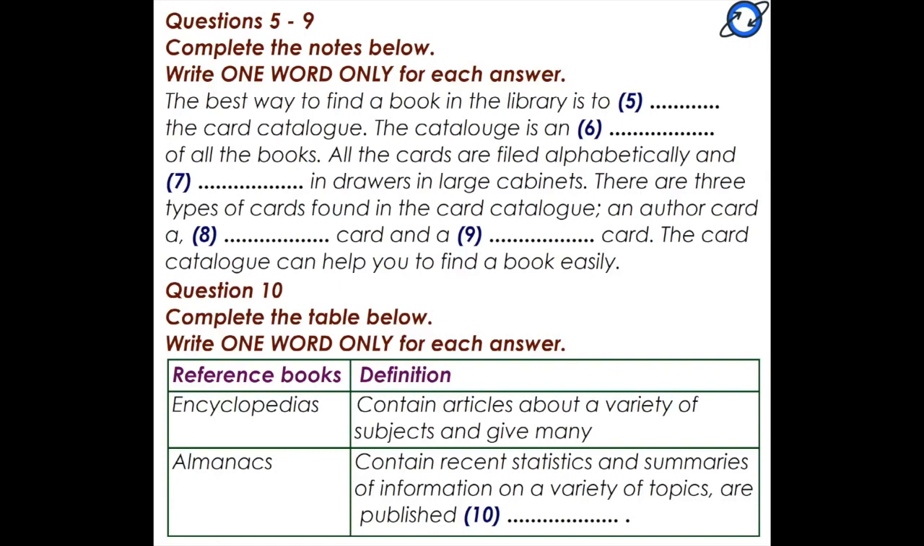In the card catalogue, each book has 3 cards, an author card, a title card and a subject card. The author card is alphabetized under the author's name. The title card is filed alphabetically according to the title of the book. The subject card is filed alphabetically under the name of the subject of the book.